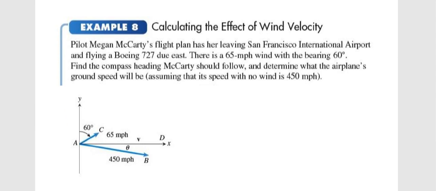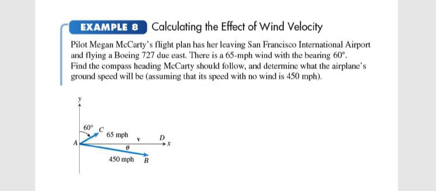Okay, now. Pilot Megan McCarty's flight plan has her leaving San Francisco's International Airport and flying a Boeing 727 due east. There is a 65 mile per hour wind with a bearing of 60 degrees. Find the compass heading McCarty should follow and determine what the airplane's ground speed will be.